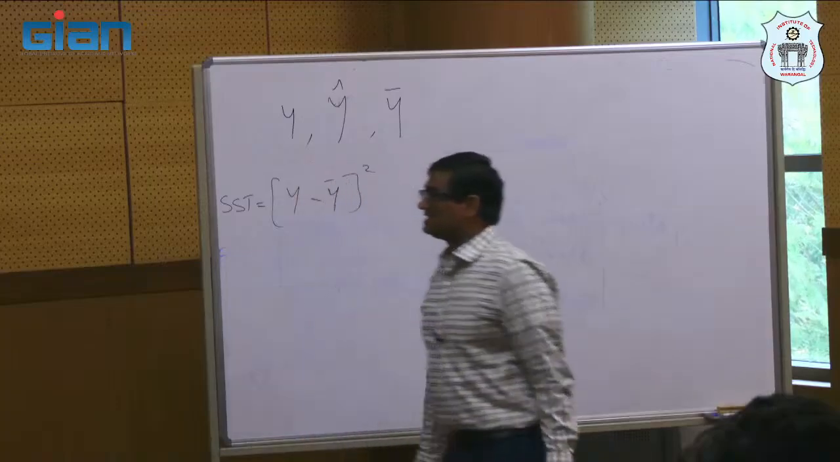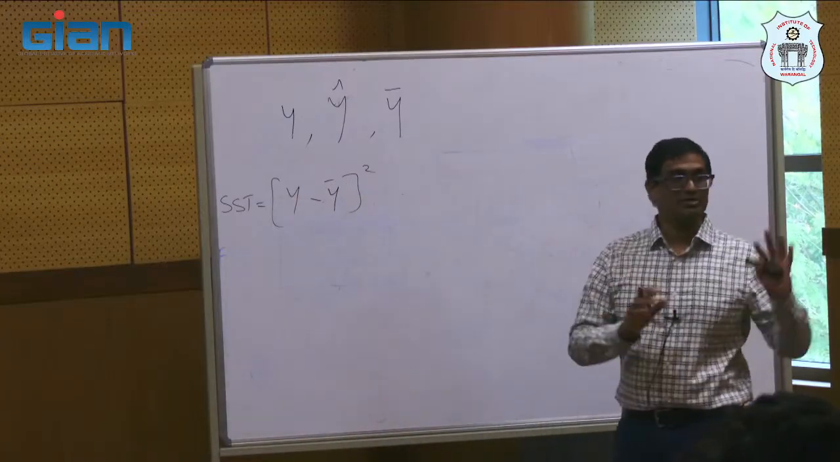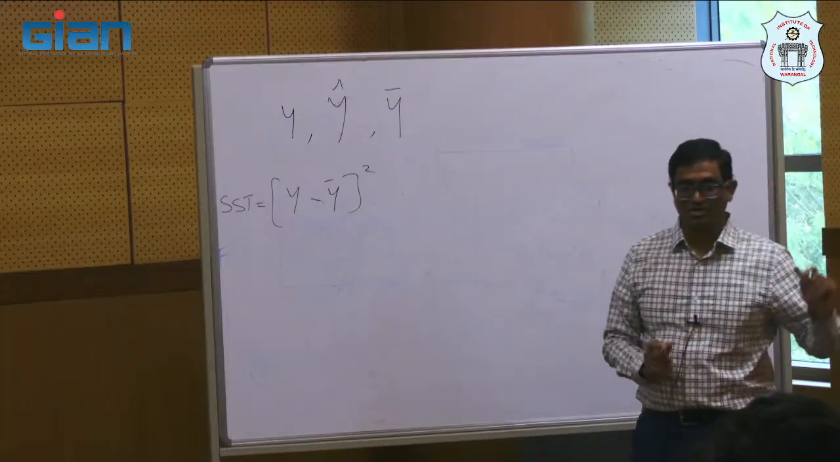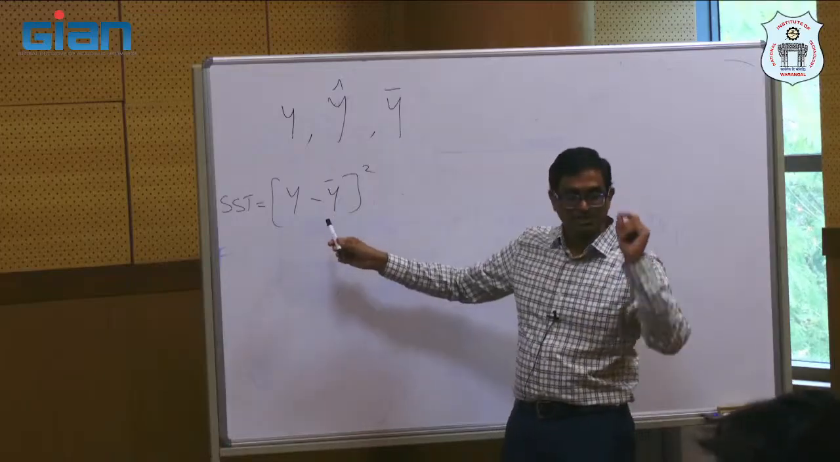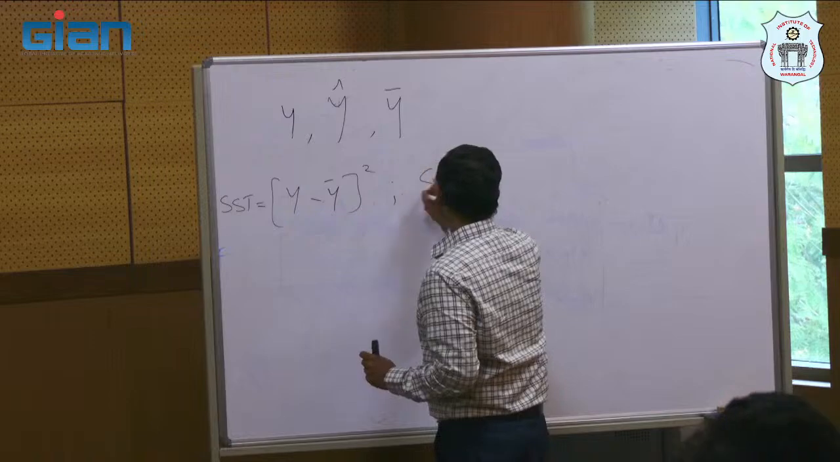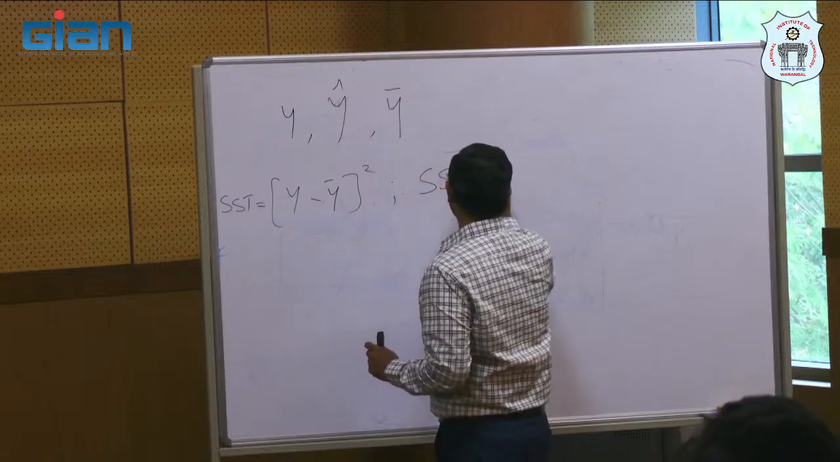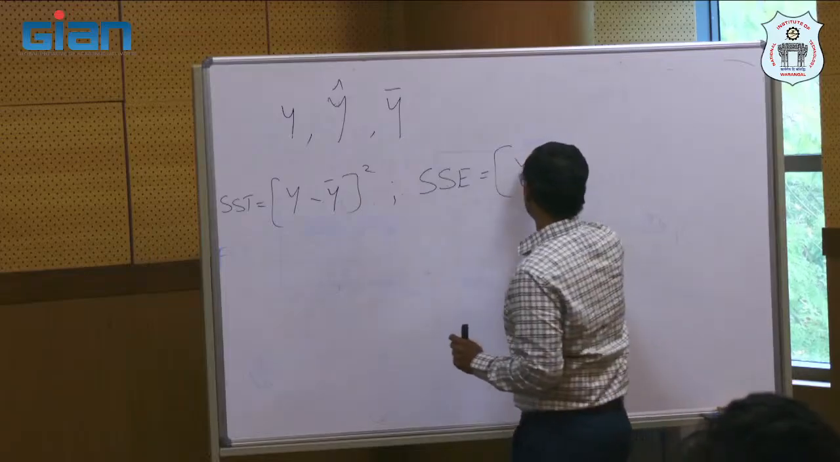We call this SST. This is the total error in our model. Remember when we started, we said the dumbest guess is the average. So the total error in your model is given by this equation: observed minus average. Then SSE is the remaining error.